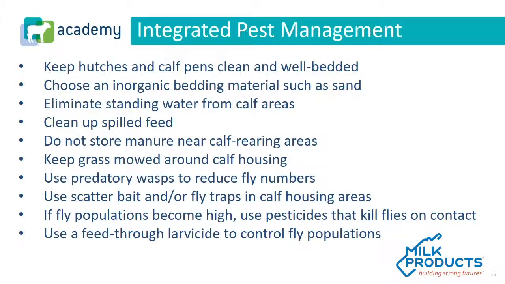Predatory wasps can be used to reduce adult fly numbers, and scatterbait or fly traps can be used in calf housing areas. If fly populations become high, pesticides can kill flies on contact without a detrimental effect on the calves. Feed-through larvicides can also be used to control fly populations.